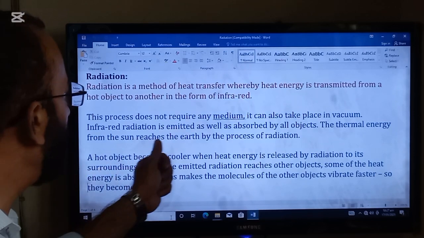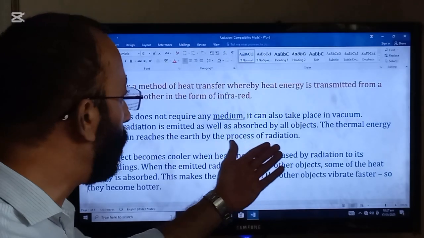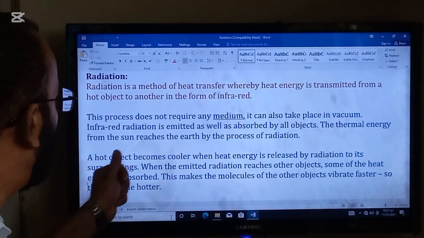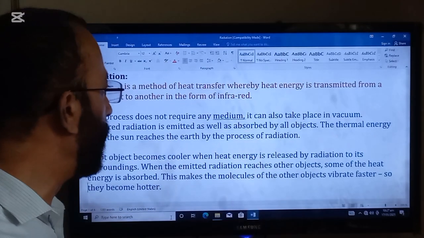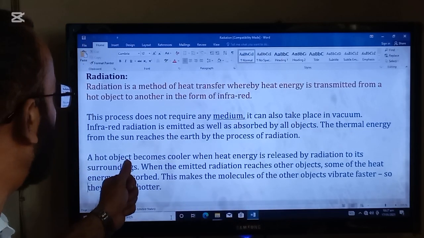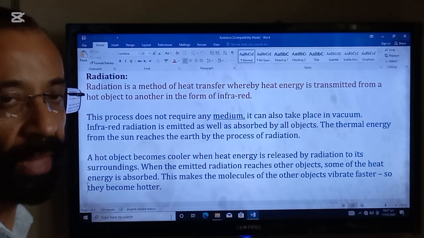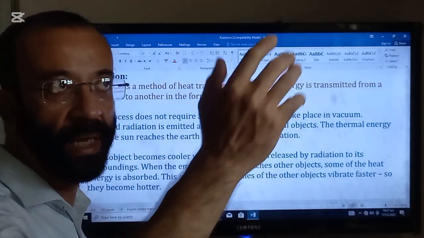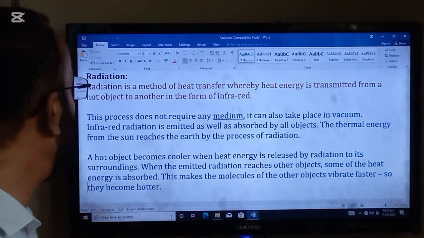This process does not require any medium. Another very important concept: it can also take place in vacuum. Infrared radiation is emitted as well as absorbed by all objects. The thermal energy from the sun reaches the earth by the process of radiation because the light energy has to pass through the vacuum. That's why the hotness of the sun comes to the earth through the radiation process.